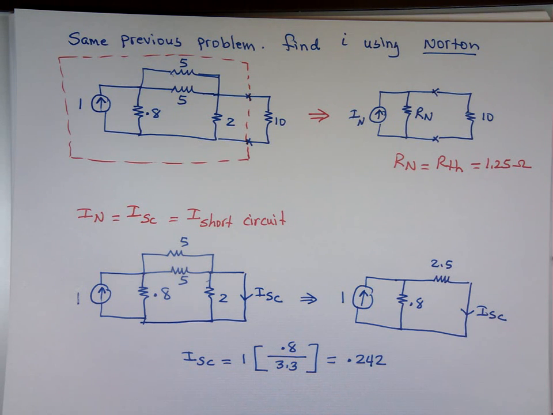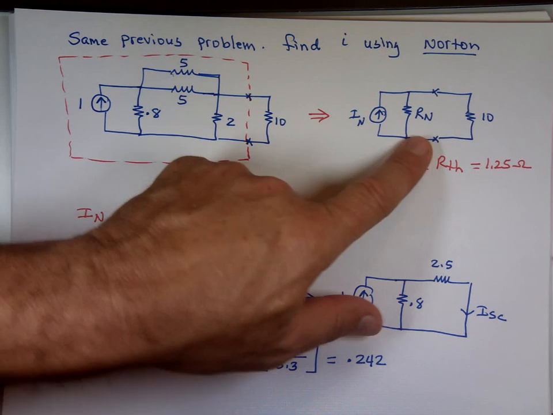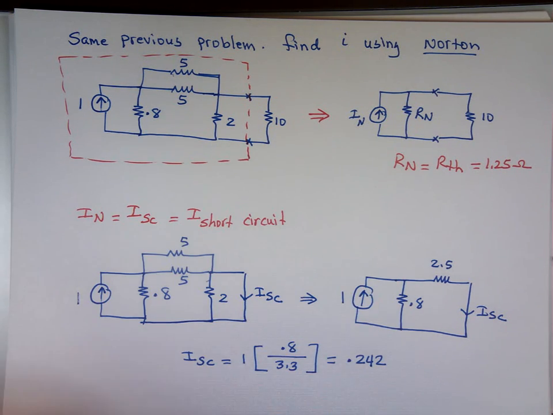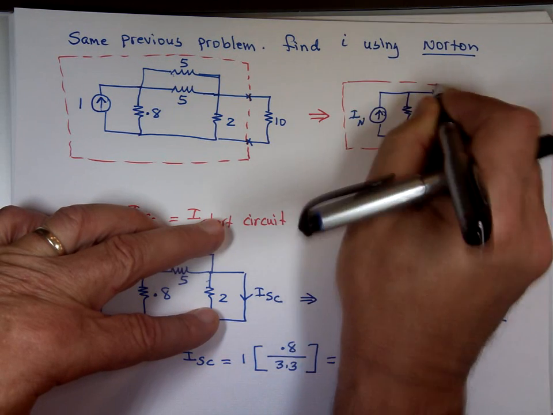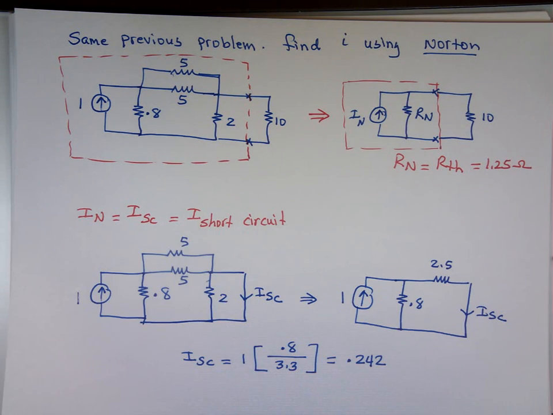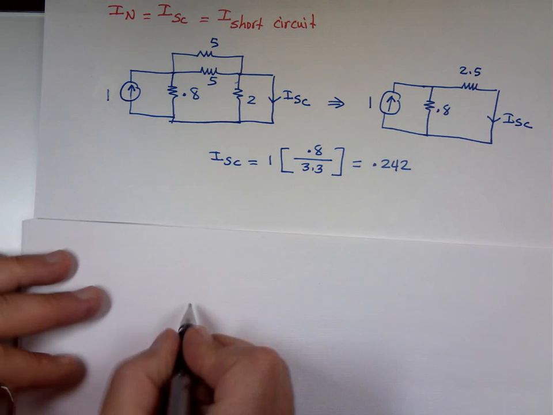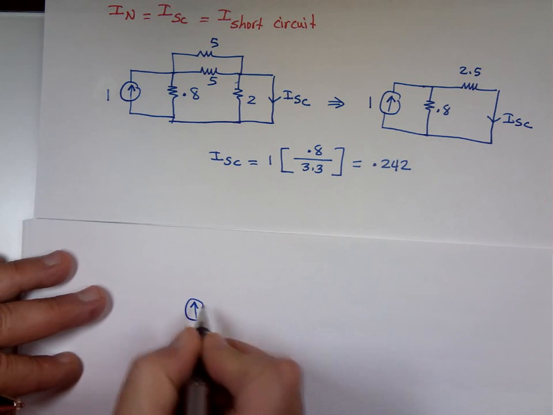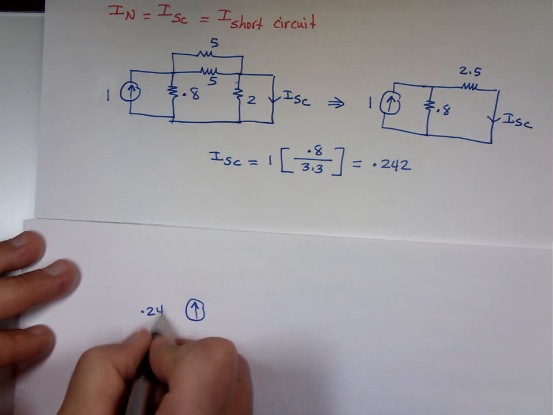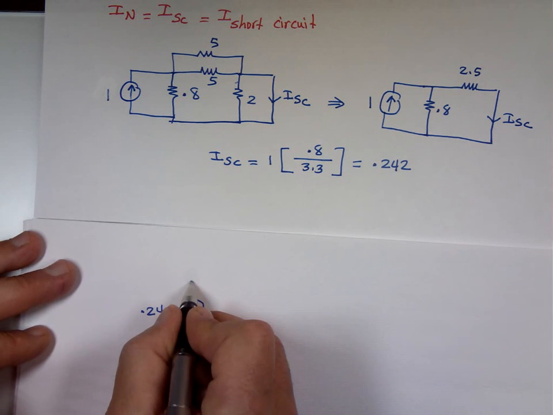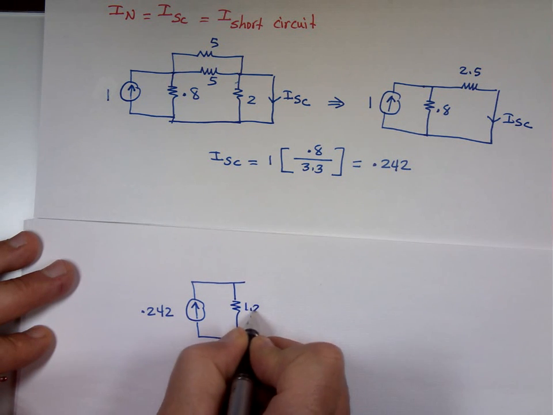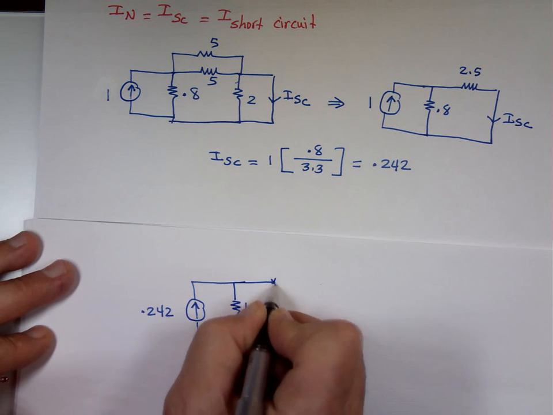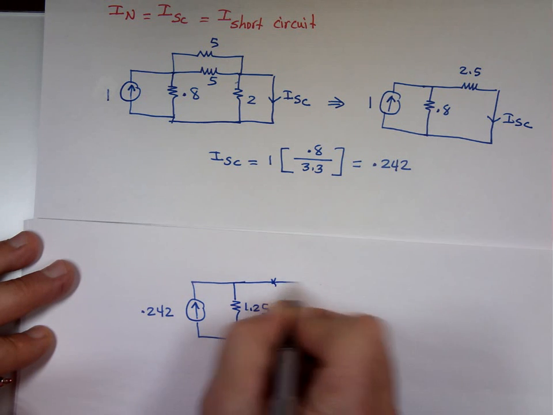Now I have the Norton equivalent. Remember, the Norton equivalent is a resistor in parallel with that current source. I know both of these. I know what that current source is, I know what that resistor is. So that circuit now will turn to this. I have a current source of a value of 0.242. I have a Norton resistor, which is what? 1.25. And now this is that 10 ohm resistor.